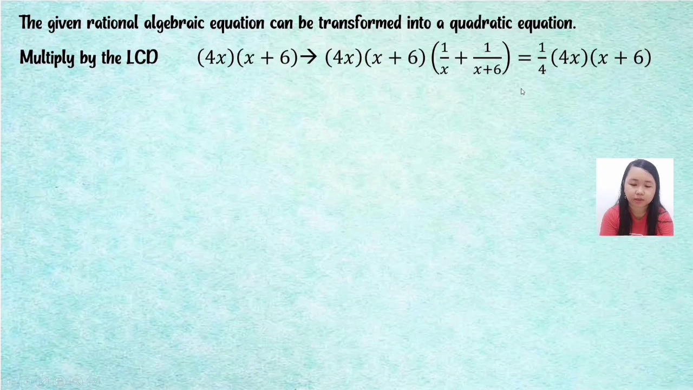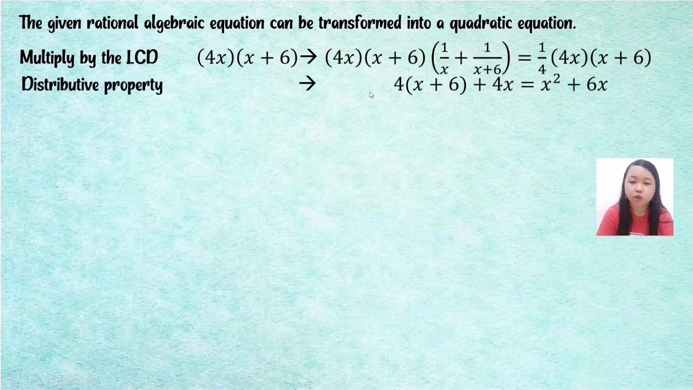The result will be 4 times x plus 6 plus 4x is equal to x squared plus 6x. Because as you can see, we could cancel x here and what will remain will be 4 and x plus 6. And in this one, cancel x plus 6 and what will remain will be 4x. On the other side of the equation, cancel 4, so what will remain will be x. So x times x is x squared and x times 6 is 6x.